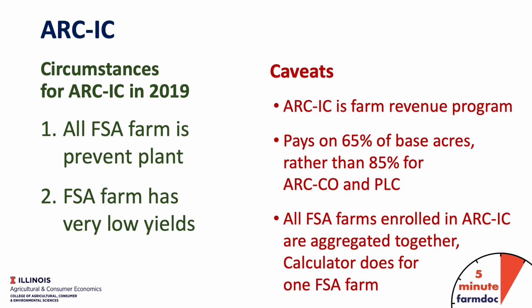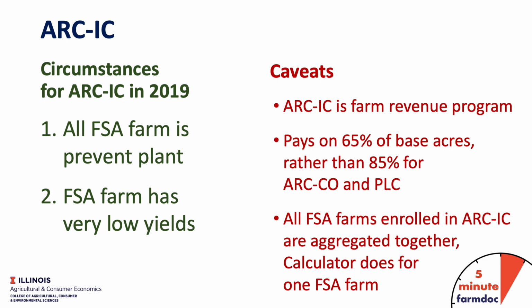Couple caveats to keep in mind here. ARCIC is a farm revenue program, so we have to enter information about a farm. ARCIC also only pays on 65% of the acres rather than 85% for PLC and ARC County. So that 85% causes PLC and ARC County over time to pay more than ARCIC, but in this case, we still might think about ARCIC over the other two.